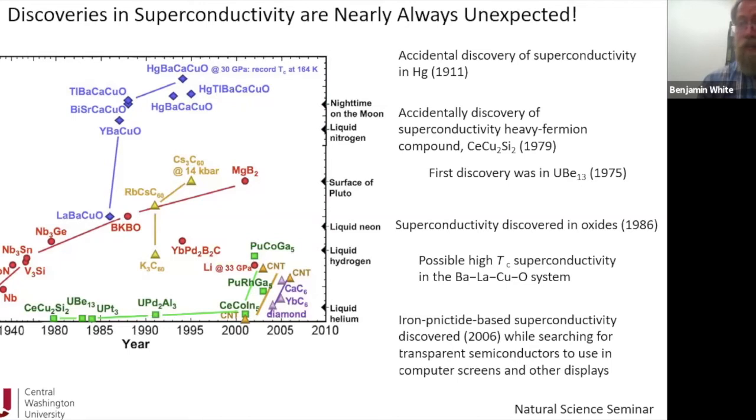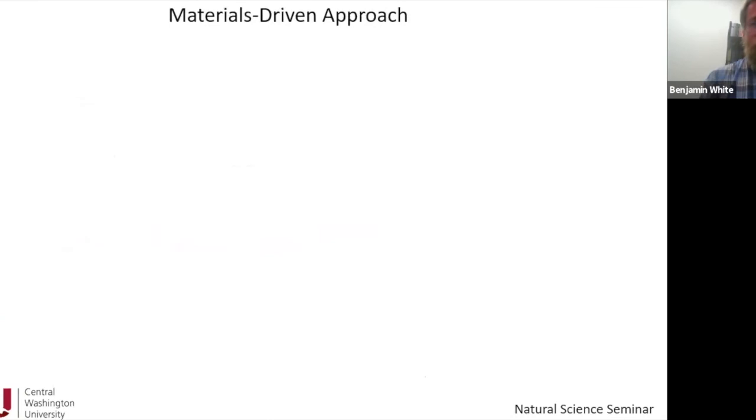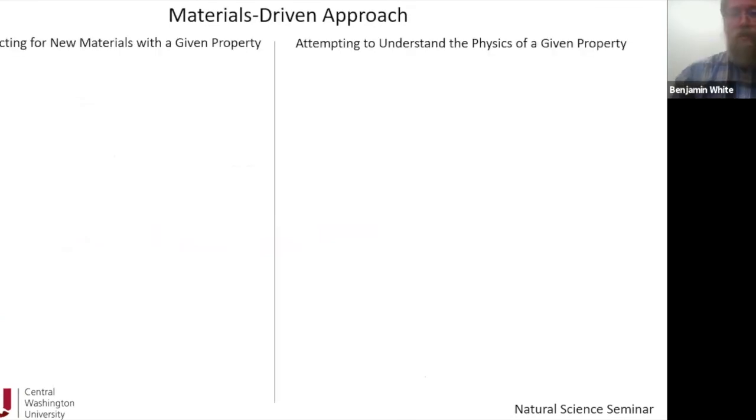And so until we know the best approach forward, the way that discoveries seem to be made is by continuing to make more materials and measure their properties. So the materials-driven approach usually comes in two flavors. Either we're prospecting for new materials with a given property, or we're attempting to understand a particular type of property like superconductivity in a known material.